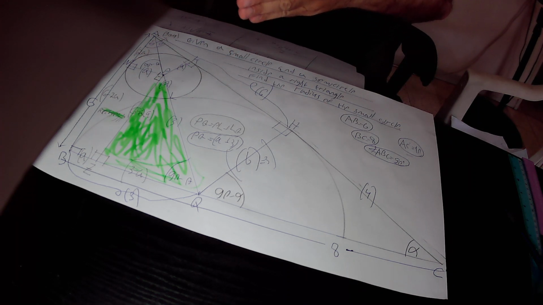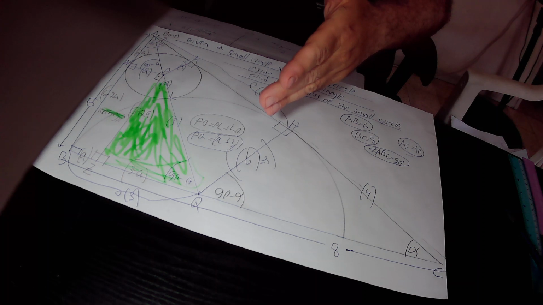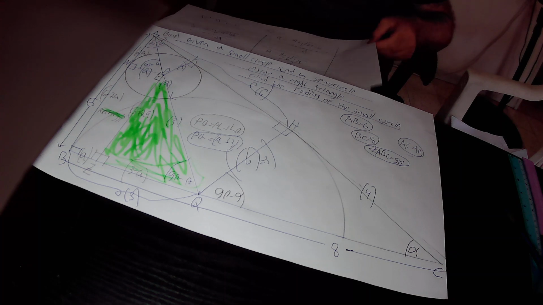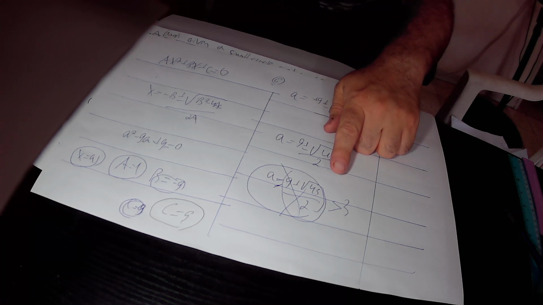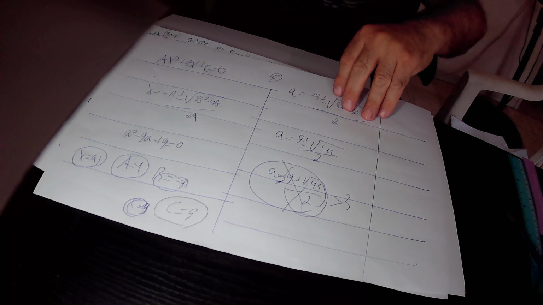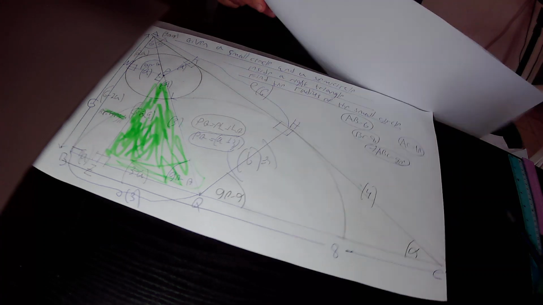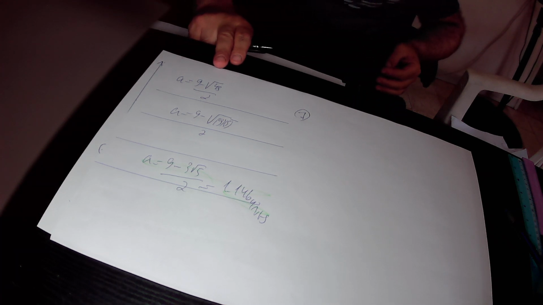And the big semicircle is definitely greater than the small semicircle, and then the small circle. Therefore, the radius of the small circle must be smaller than the radius of the big semicircle, that is 3. So the solution that gives us a radius greater than 3 is the incorrect solution. So we cancel it and we are left only with the second possible solution for a, the radius of the small circle, which equals 9 minus the square root of 45, over 2.